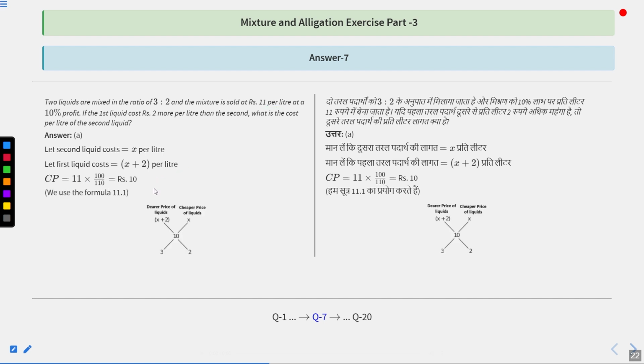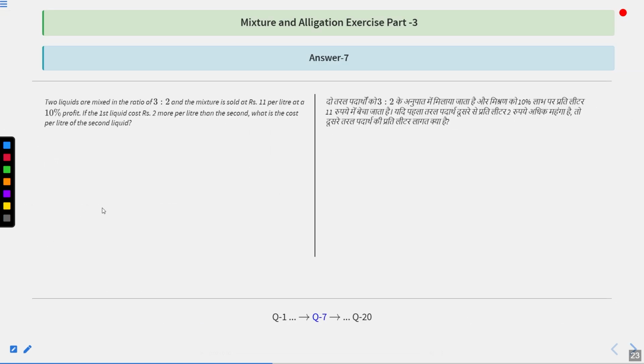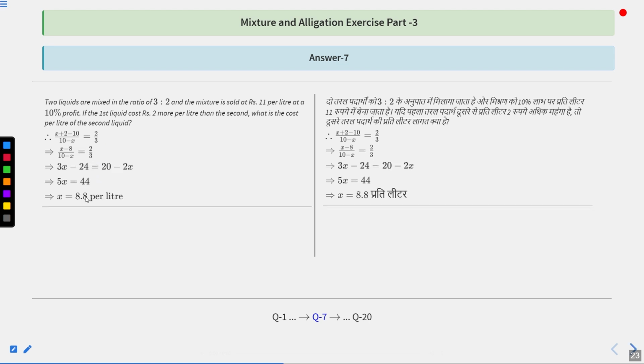Clear? So use the alligation formula. Price of dearer, it means the liquid 1 price becomes x plus 2, and cheaper is x, and their average price, the mixture price, is 10 rupees. So the ratio is 3:2, it is given in the question. So we just use the formula of alligation. Clear? So (x + 2 - 10)/(10 - x) equals 2/3. So when we solve it, we get the value of x, which is 8.8 rupees per liter.